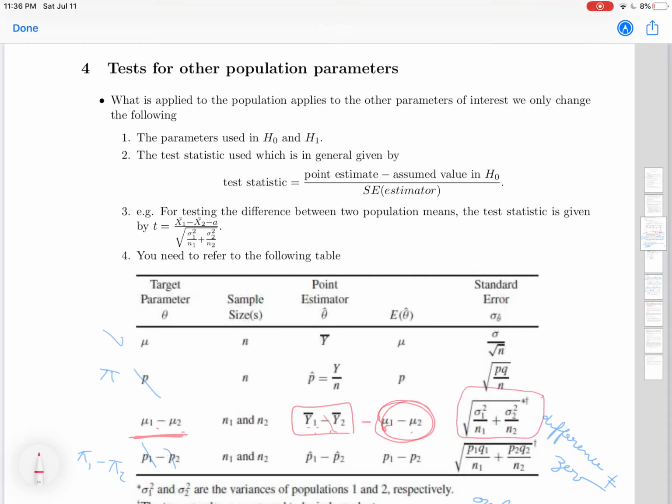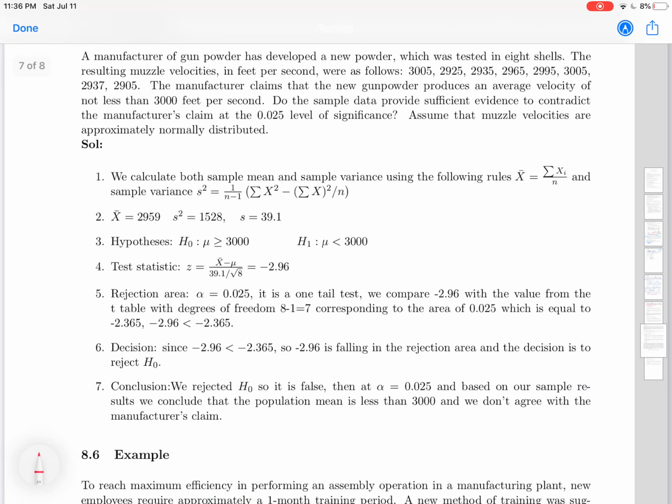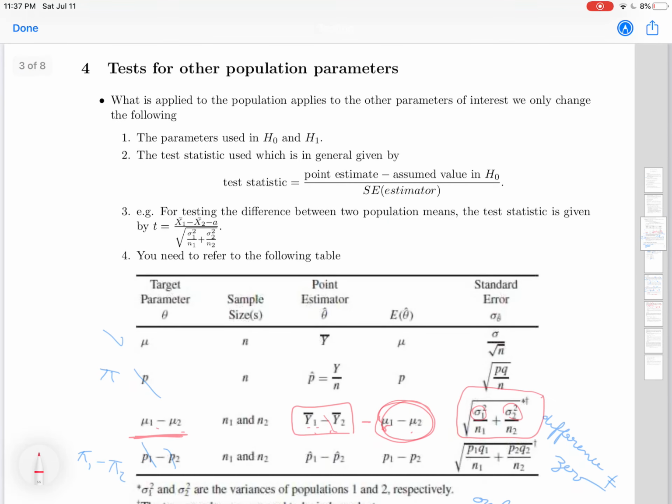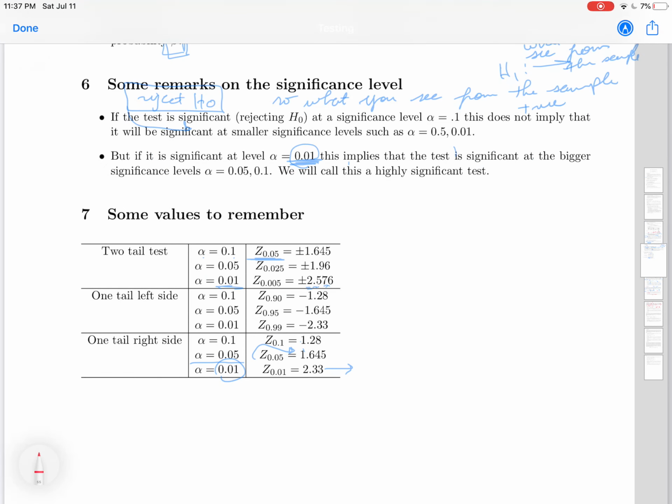How do we write the test statistic? Go back to the table. As you can see, mu1 minus mu2. So here is going to be my numerator. I'm assuming that the difference is going to be 0. So this is your numerator: the value of the difference from the two samples minus the difference that you are assuming between the two population means, divided by the standard error, which is this one. But of course, we're going to replace these sigmas with S. And this is what I did here. Under the root, you don't need to take the square root of 0.18 and 0.14. You're going to use them as they are. So the test statistic is negative 2.5.